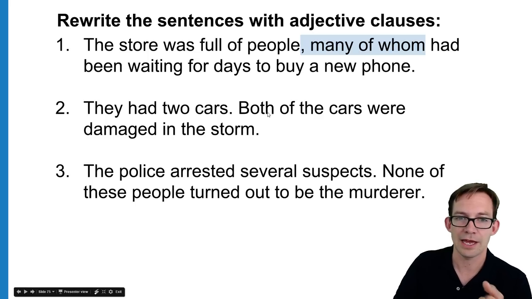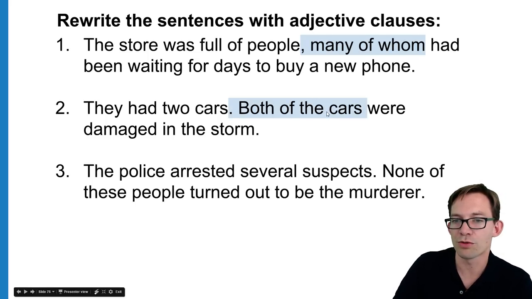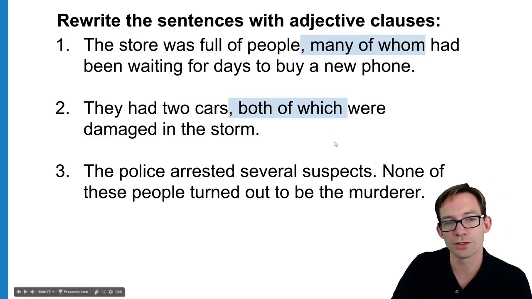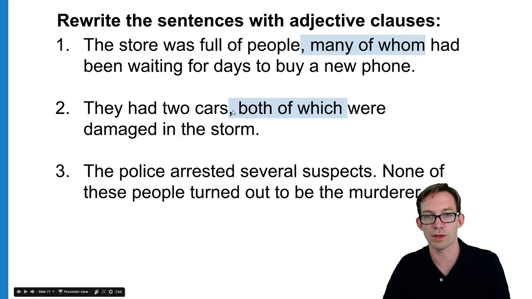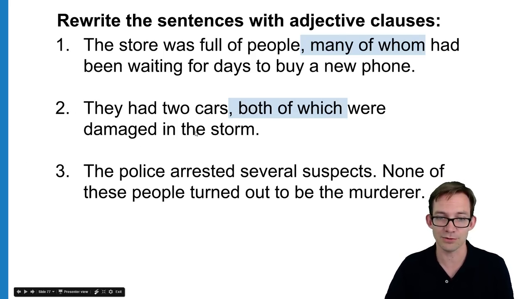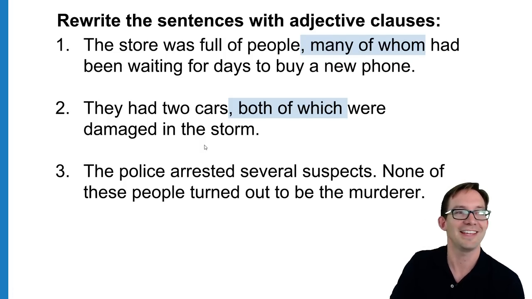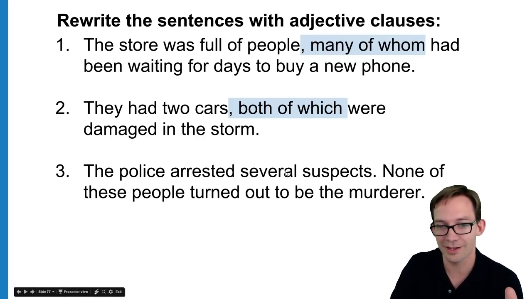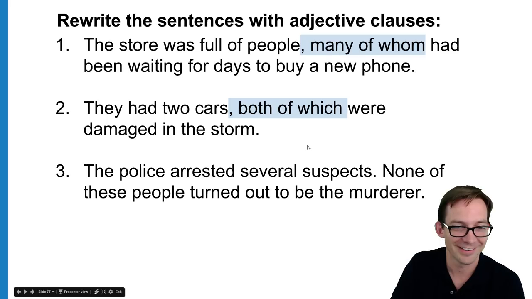So we said they had two cars, and both of the cars becomes both of which were damaged in the storm. Okay, so both of the cars becomes both of which, again with that comma there. Good stuff. And the last one, again, this is the easy part. Maybe, yeah, we'll get a little bit harder as we go.